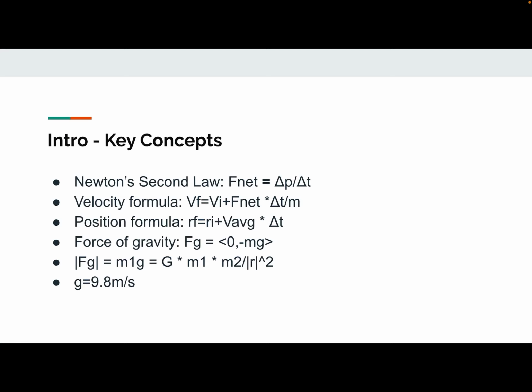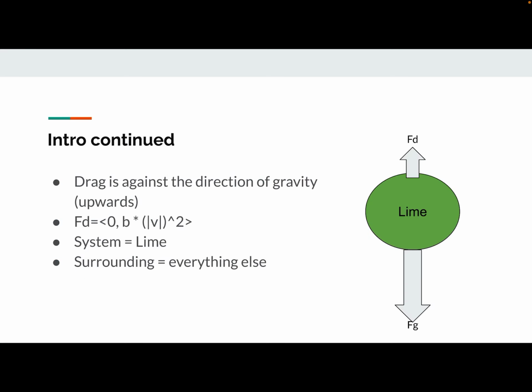Then we also need to know the force of gravity, which is the vector 0, comma, negative mass times g constant. The g constant we derive from mass 1 times g constant is equal to universal G constant times mass 1 times mass 2 divided by the magnitude of r raised to the power of 2, m2 being the mass of the earth and r being the radius of the earth. And as a result, we'll get 9.8 meters per second squared as our gravity constant.